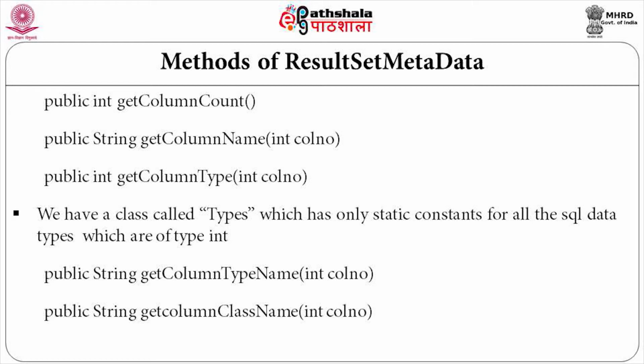What's the other thing? You are interested in the type. For type, you have a method called getColumnType. Parameter, column number. What does it return? You're expecting a string here? No, it's not a string, it's returning an integer value. What is this integer then? Column type here is the SQL type. It's not the Java type. It is a SQL data type.